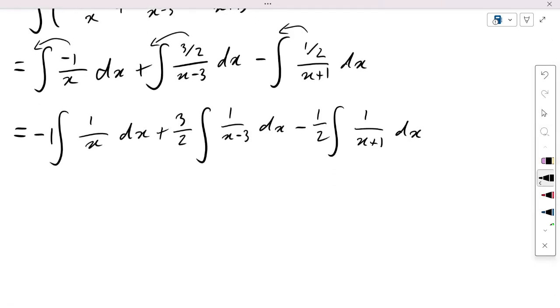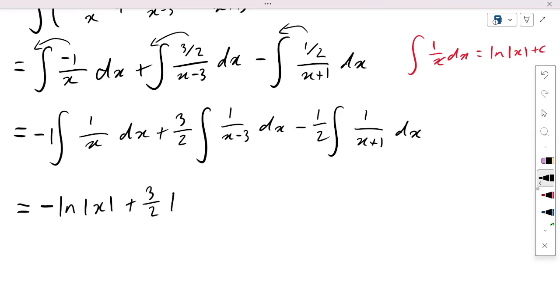Okay, so what can we do now? We can do the integral. And remember from the other example, we know that the integral of 1 over x with respect to x is just equal to the natural log of absolute value of x plus c. So we're just going to do that. Therefore, for the first integral, it's a negative natural log of absolute value of x. Then we're going to have plus 3 over 2 multiplied by the natural log of absolute value x minus 3. And then the next one we're going to have minus a half multiplied by the natural log of x plus 1. And then we just end up with plus c. And that is the final answer.